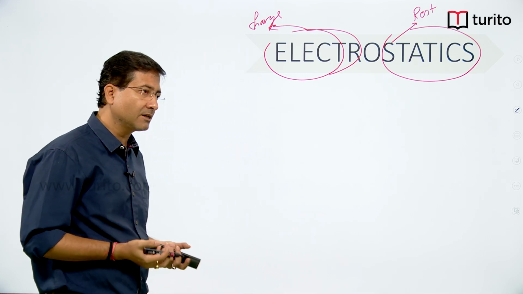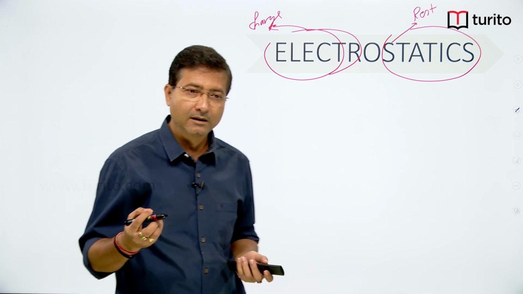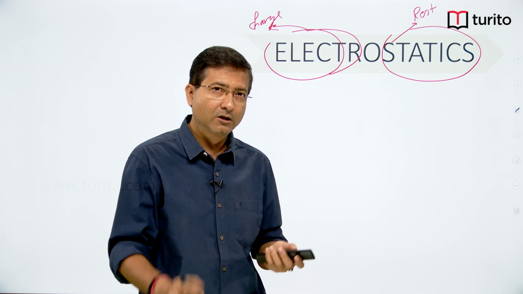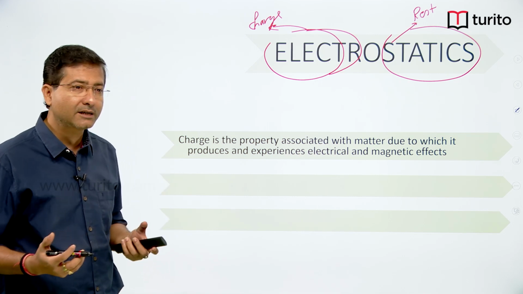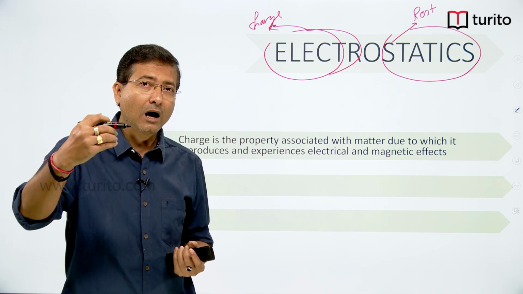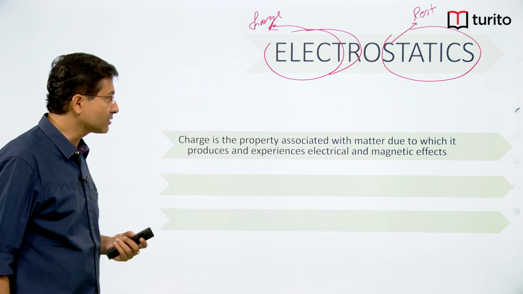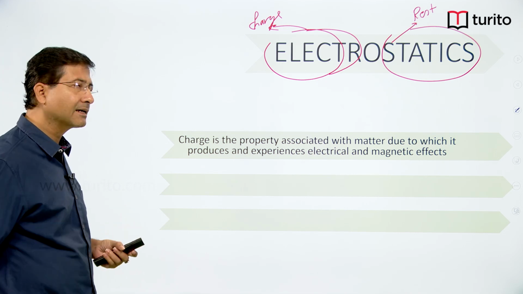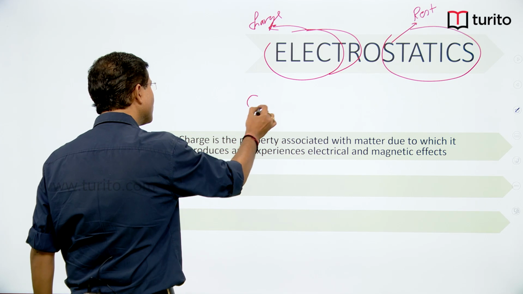So, what basically is charge? Just now I told you it is like another property same as mass. So, matter will have mass, matter will have charge. So, how is charge defined? Charge is the property associated with matter by virtue of which it experiences and produces electric and magnetic phenomena. So, this is the definition of charge. Charge is the property associated with matter due to which it produces and experiences electric and magnetic effects, right. Generally we represent charge by Q.